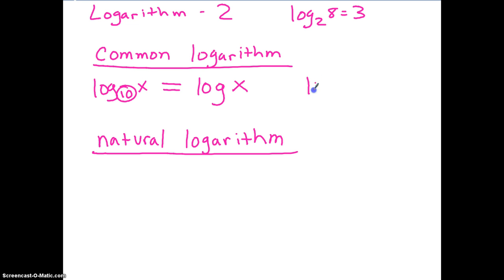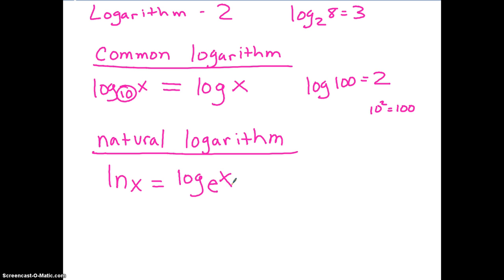Okay, so for instance, log of 100 equals 2. You can assume that there's a 10 here because 10 squared equals 100. So it's invisible here. A natural logarithm is written as ln. So ln of x is the log base e of x. Anytime you see a natural logarithm of x, you can assume that it's log base e.